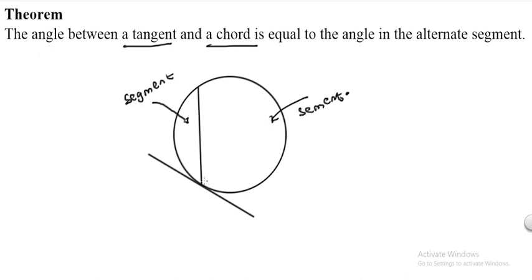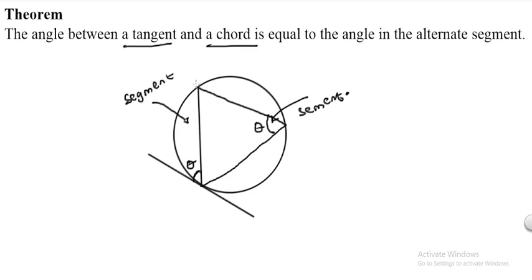What this theorem is simply saying is that if the tangent forms an angle with this segment of the chord, then any angle formed in the other segment will be equal to this angle. So if this angle is theta, that means if this chord were to form another angle in this segment, it will be the same thing. So if I were to draw an angle like this, this angle will also be equal to theta.